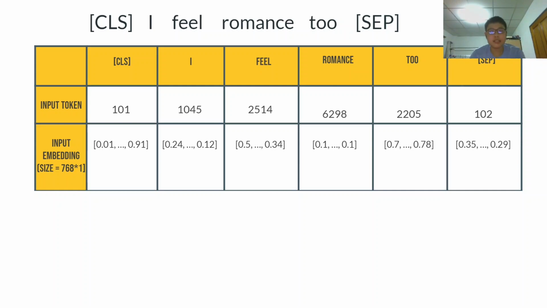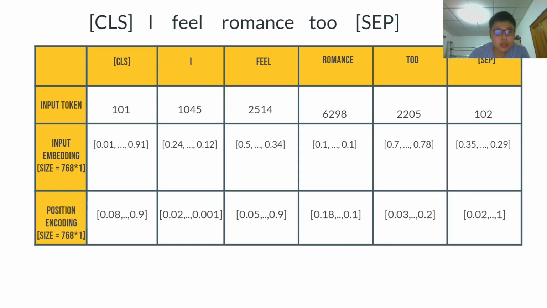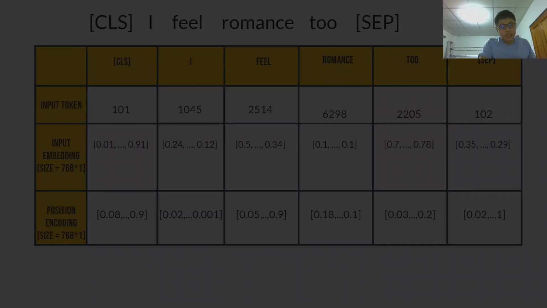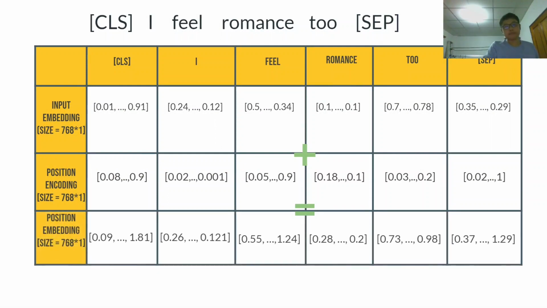So here is how BERT preserves the order. They make a function called position encoding, and the input for this function is the position index for each word. In this case, you can see that CLS is the first position index, so it is 0, and I is 1, and feel is 2, and so on. Once we got that, we will add them together. Bam, just like this.